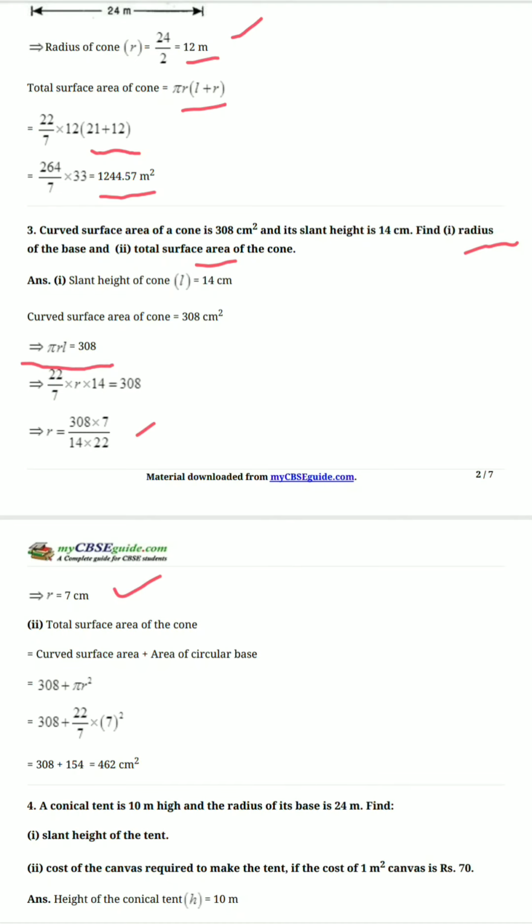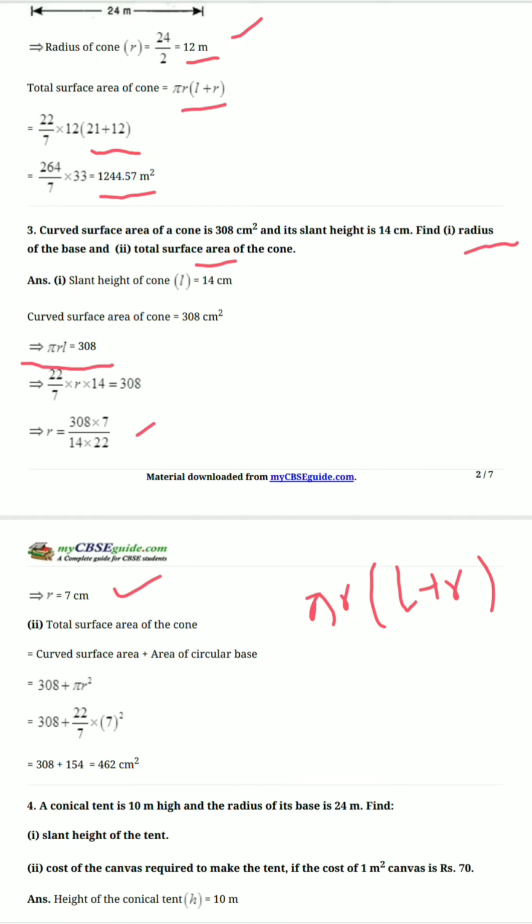Now radius we have obtained, slant height we have. Now we have to find the total surface area. The formula for the total surface area is pi r (L plus r). So we will use that formula, pi r (L plus r). On putting the value of L and r here, we can find the total surface area.